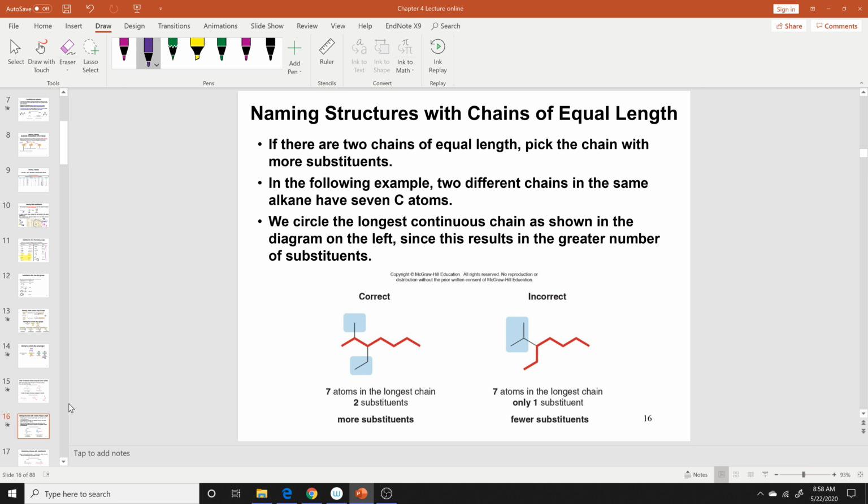The rule says that if there are two chains of the same length, you need to pick the chain with the most substituents. So if I go this way, I will end up having 2 substituents coming off my chain. If I go this way, I would end up having one large isopropyl substituent coming off. So one substituent versus 2 substituents, then I would go with the most substituents. So this is why you always pick a chain that has the most substituents if you have 2 chains that have the same length.